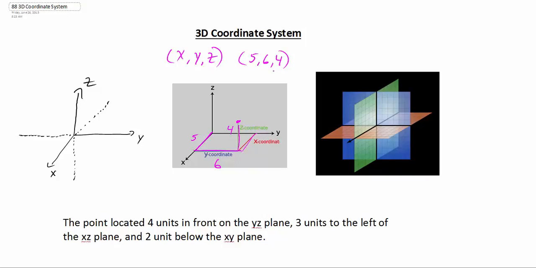Now what you'll notice if we look over at the third picture, we see that we have the different planes drawn in. We have the orange that is laying flat, which is represented here. If we go back over here, this is representing the x and y plane. So this orange is the xy plane. And then if we look at the blue, notice that's going this way. That's covering the z-axis and the y-axis here.